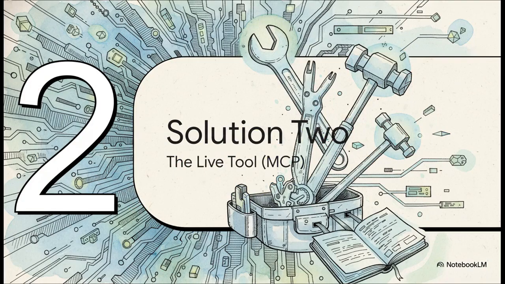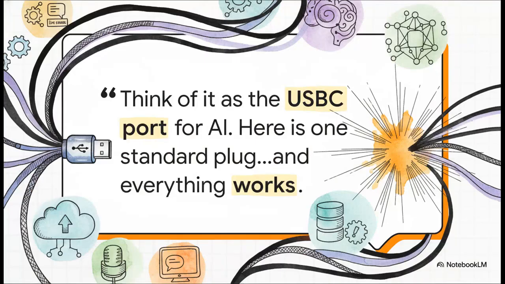So that brings us to our second solution, which is built to tackle that exact challenge: real-time information. If RAG is the librarian, then this next one, well, it's like giving your AI a tool belt with a bunch of live tools it can use on the fly. I absolutely love this quote because it just nails the whole concept. The Model Context Protocol, or MCP, is basically the USB-C port for AI. It's this one standard plug that lets any AI model connect to any live service. And boom, it just works.